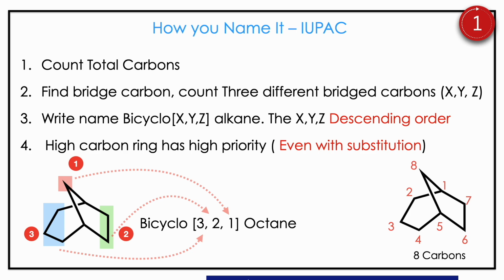Here I have given a simple compound. You have to find the bridged carbon. If you look at it, it has two carbons which are green, one carbon which is pink, and three carbons which are blue. So three different sets of carbons are connected through the two bridgehead carbons. So the name contains bicyclo 3,2,1 octane. We will learn by example. The octane name comes from the total number of carbon atoms, 8 meaning octane. The other rules of IUPAC are common, so you apply the same, but you should be careful with the priority of the rings.